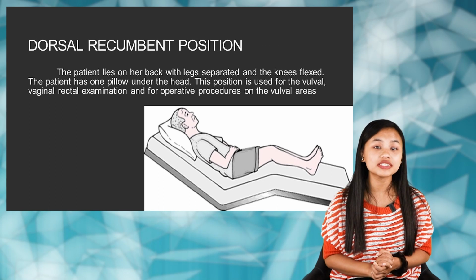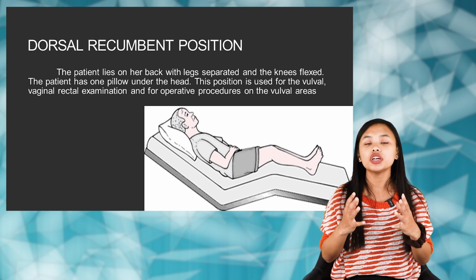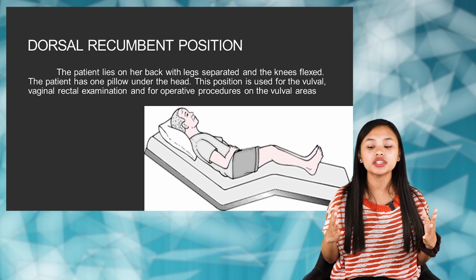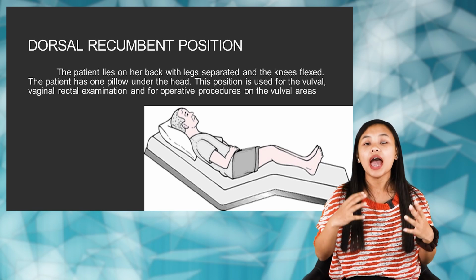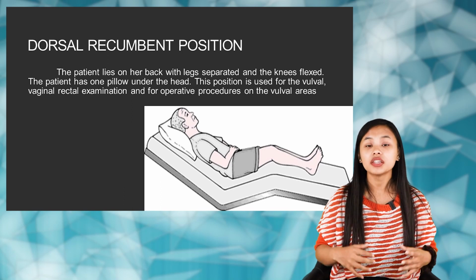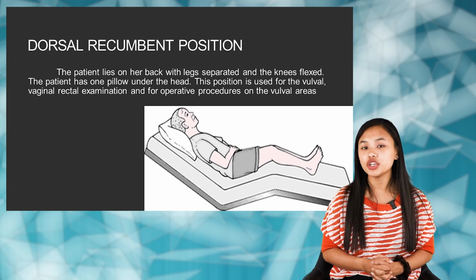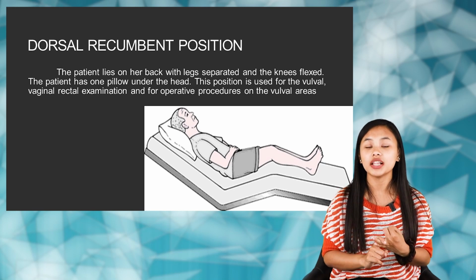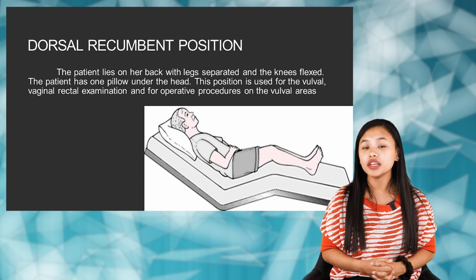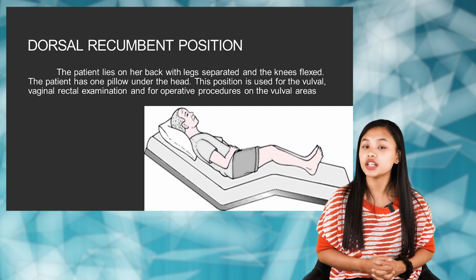And then moving on to the second one, which is the dorsal recumbent position. So here we will be asking the client to lie on their back with their legs separated and their knees flexed, and we will be providing a pillow under the head of the client. This position is mainly advised whenever we need to perform the vulval-vaginal as well as the rectal examination, as well as when any operative procedure is required in these vulval areas.